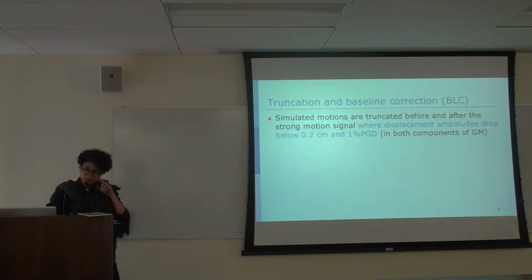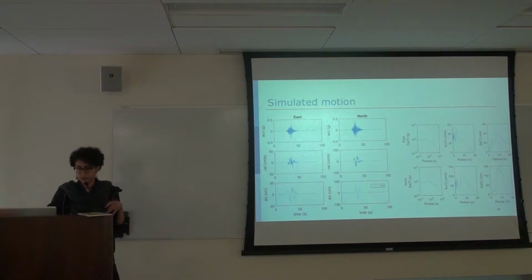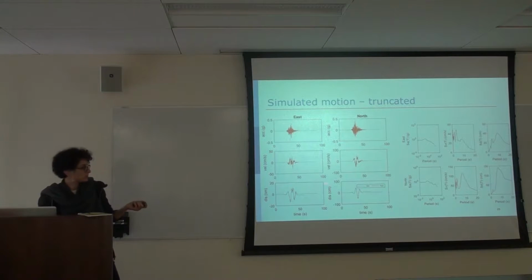Now, just a quick overview of the truncation and baseline correction that we're implementing now. The simulated motions are truncated before and after the strong motion signal, where the displacement amplitudes drop below 0.2 centimeters and below 1% of the peak ground displacement in both components of ground motion. So this is the originally simulated motion. The first step is to truncate it. The truncation results in non-zero displacements at the end of the motion, which is not realistic.